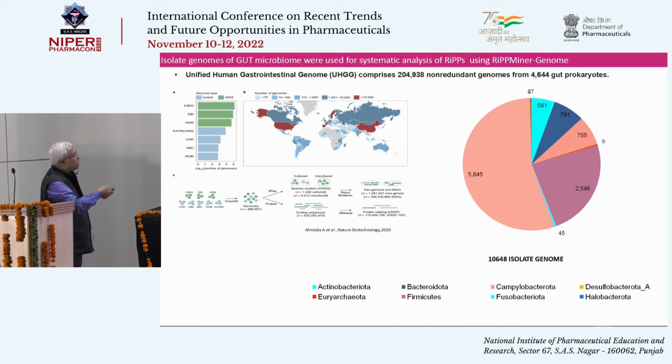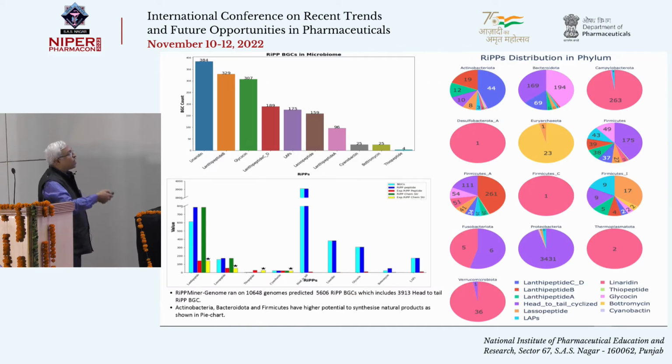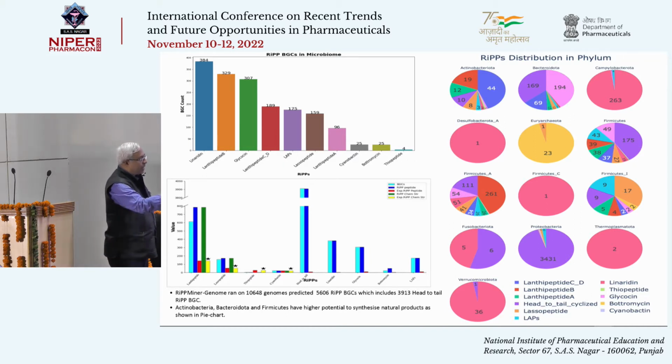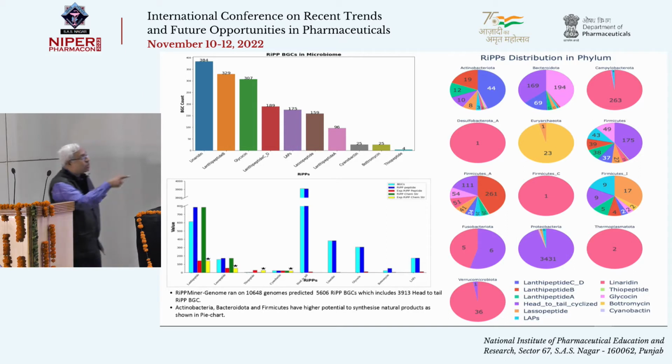So using these, you will be able to see what sort of natural product the RiPP repository is making. There are different types of RiPPs listed in this: the lanthipeptides, head-to-tail peptides, lasopeptides, glycocin, bottromycin, cyanobactin, and which types of bacteria are making which types of molecules. So you will be able to predict in an automated way.